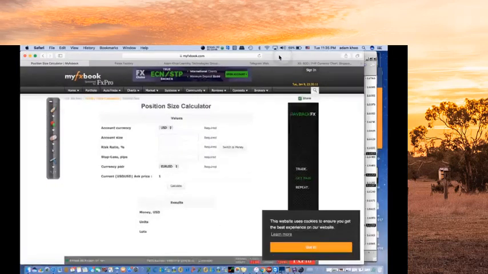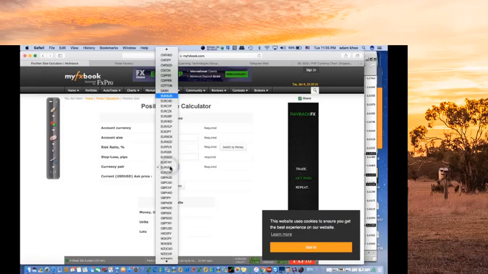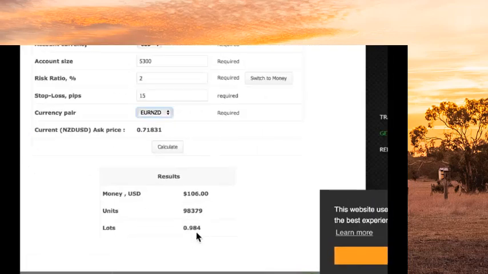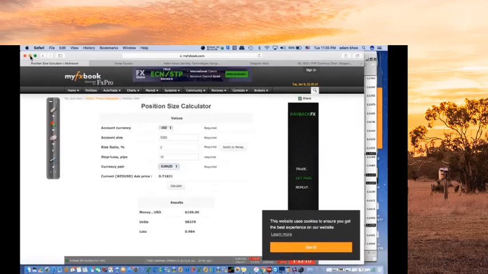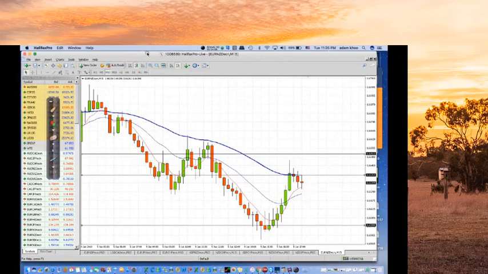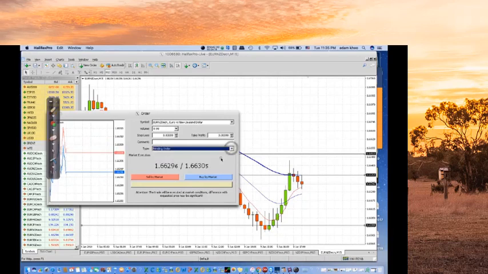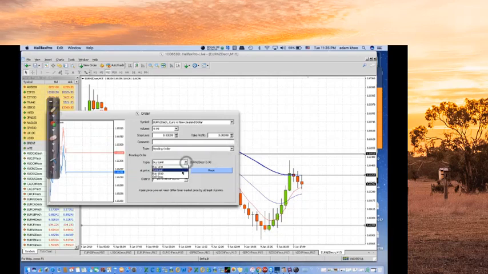This is the Euro New Zealand dollar, so you just have to do your position sizing appropriately. I'm going to trade 0.98 lots on this one. Okay, so I'm going to click new order. 0.98 lots. Again, hoping it's going to come up and fill my order. I'm going to do a pending order, sell limit.